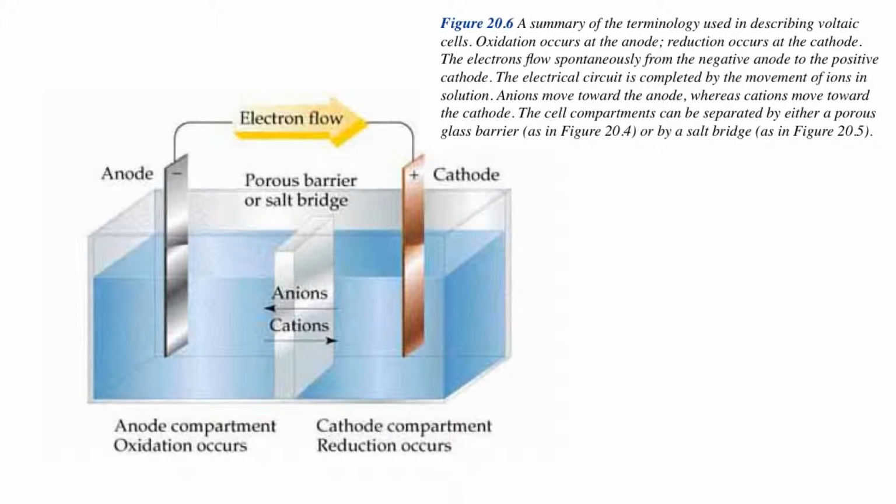Figure 20.6. A summary of the terminology used in describing voltaic cells. Oxidation occurs at the anode. Reduction occurs at the cathode. The electron flows spontaneously from the negative anode to the positive cathode. The electrical circuit is completed by the movement of ions in the solution. Anions move towards the anode, whereas cations move towards the cathode. The cell compartments can be separated by either a porous glass barrier or by a salt bridge.